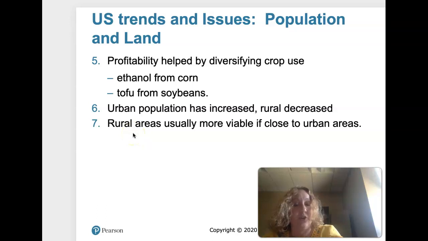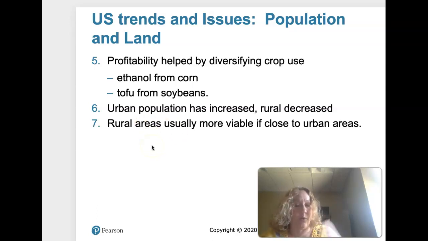Urban population has increased, the rural population has decreased, so cities are getting larger. I'm not sure cities are getting larger, but right outside cities are getting larger. So the suburbs are getting larger, communities attached to larger cities, but the pure rural areas are getting smaller. Rural areas are usually slightly more viable if they're close to an urban center. So Wentzville is a lot more viable than if you just keep going towards Kansas City. There are some areas that aren't near enough to a city, so they're much smaller.